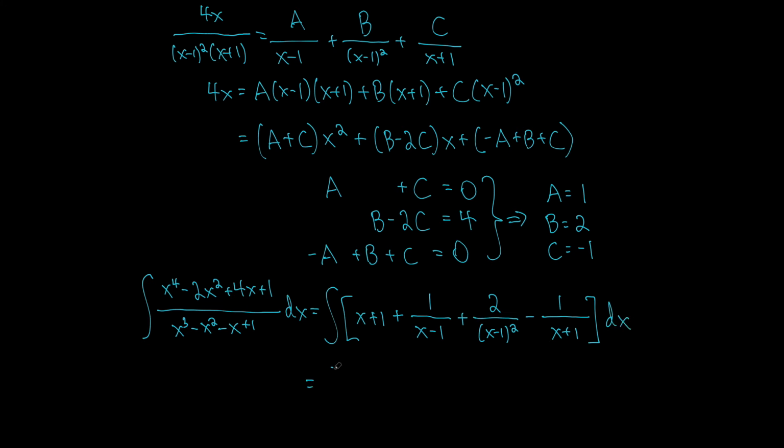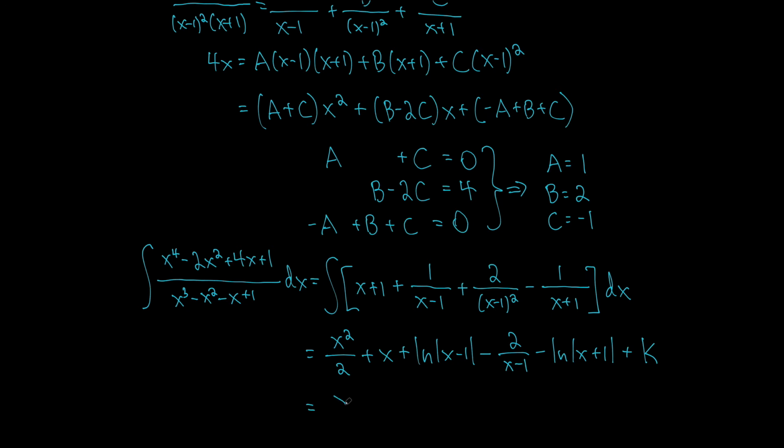So that's easy to take antiderivatives. We get x squared over 2 plus x plus ln of the absolute value of x minus 1. And then over here we could do a mental u substitution. If we let u equal x minus 1, then when we integrate we get 1 over u squared, so that's minus 1 over u, so this will be minus 2 over x minus 1, minus ln absolute value of x plus 1 plus some constant. We'll use k because we used C.